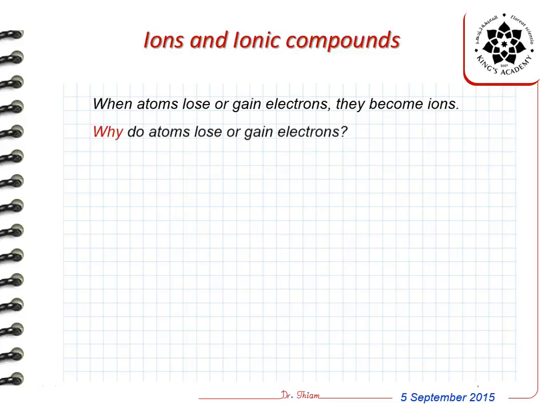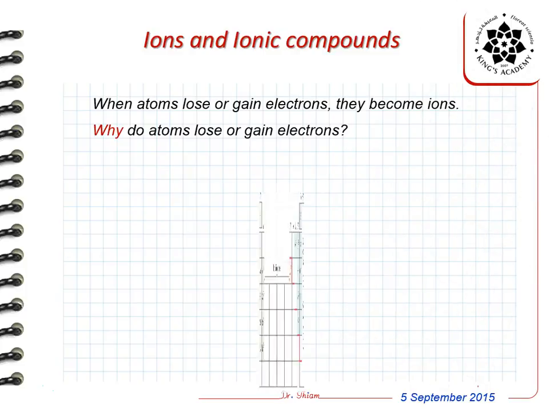Why do atoms gain or lose electrons? This has to do with their quest for stability. Sometimes when an atom gains or loses electrons, it becomes more stable. It acquires a full octet. So that's the driving force behind the gain or loss of electrons.